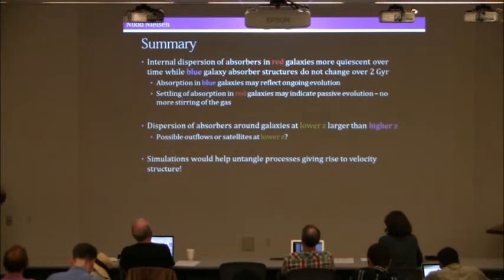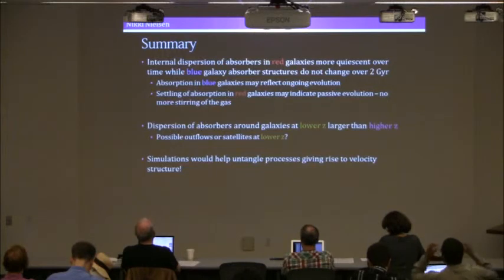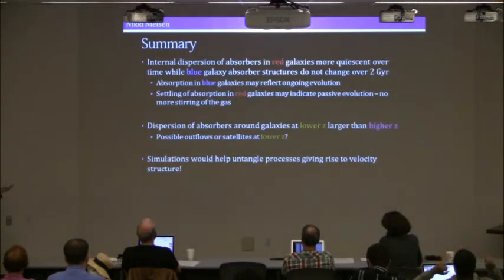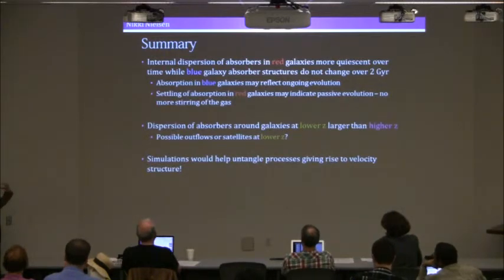And so to summarize, for this one up here, the internal dispersion of the absorbers, we see an evolution in the red galaxies where it's becoming more quiescent over time, while the blue galaxy absorber structures don't change over about a 2 gigayear time frame. So this may reflect ongoing evolution in the blue galaxies, whereas in the red, we might see passive evolution where it's just becoming more quiet. However, for the dispersion of the absorbers around the galaxy at lower z, perhaps we're seeing outflows or satellites.